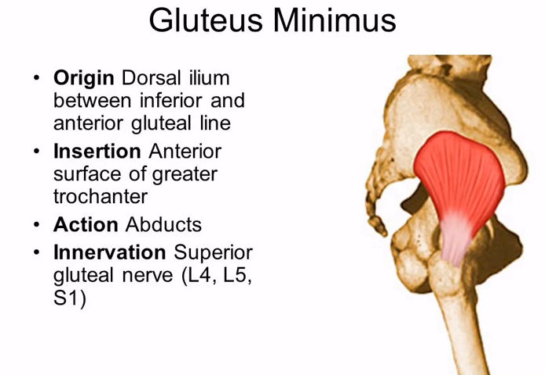Gluteus minimus. Origin: dorsal ilium between inferior and anterior gluteal line. Insertion: anterior surface of greater trochanter. Action: abducts. Innervation: superior gluteal nerve, L4, L5, S1.